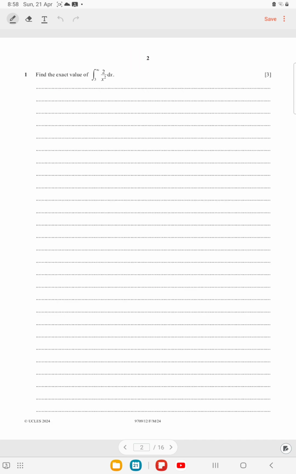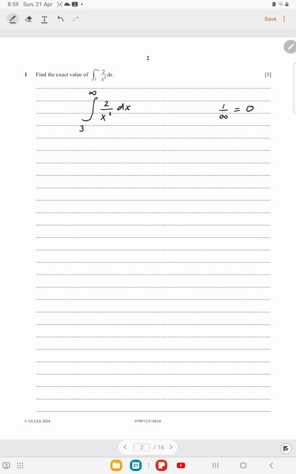Yes, this is a kind of improper integration, and as per class discussion we have already done this, so let's start. The question says: find the exact solution of the integral from 3 to infinity of 2 by x squared dx. As per rule, before we start solving it, you need to know 1 over infinity is equal to what? It will be 0.